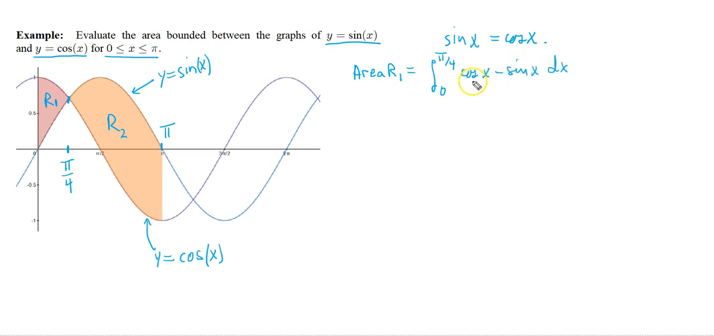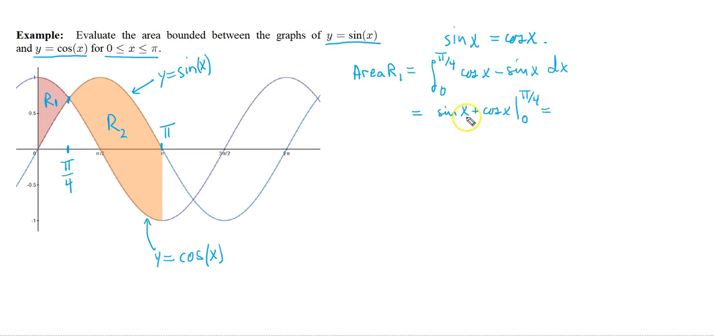Okay, so notice we took the integral of the upper curve minus the lower curve over the interval from 0 to pi over 4. Antiderivative of cosine is sine. Antiderivative of sine is negative cosine, so minus negative cosine is plus cosine. And then we have to evaluate that from 0 to pi over 4.